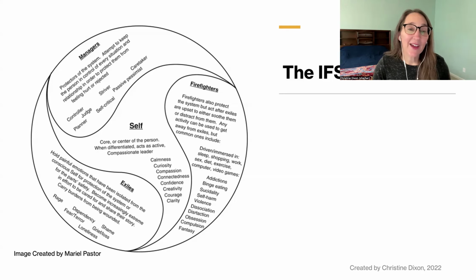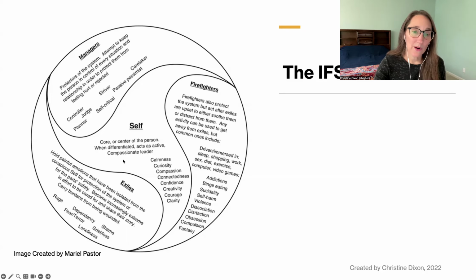I love this image that was created by Mariel Pastor. It really encapsulates the different parts and the self that is the IFS model. So I'll just go over it briefly here. In the rest of this series, I'm going to go into great depth and detail about all of these different components. But you can see here in the center is the self.